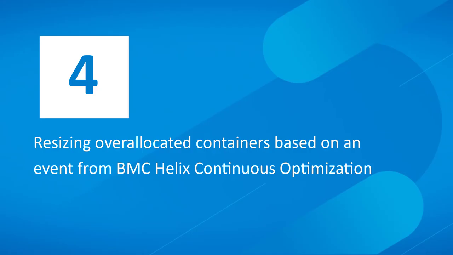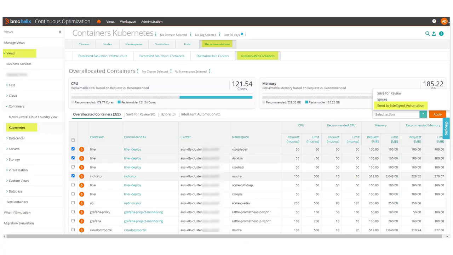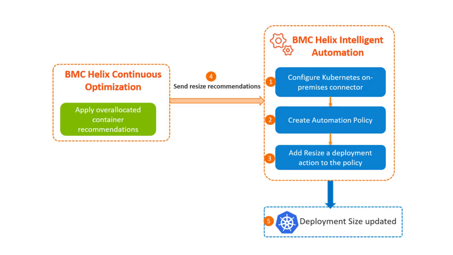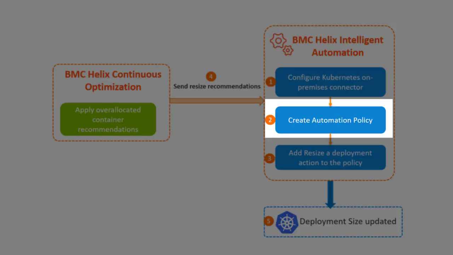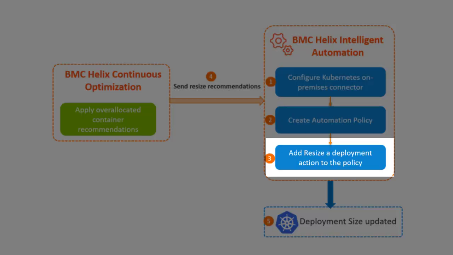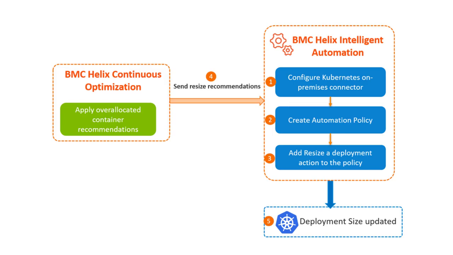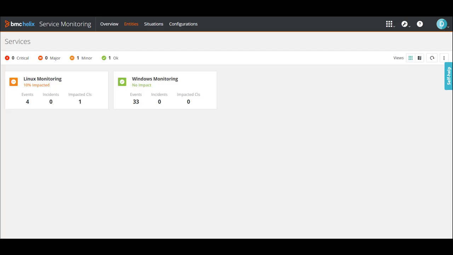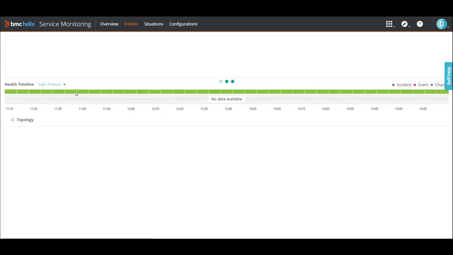You can automatically resize overallocated containers in Kubernetes based on an incoming event from BMC Helix Continuous Optimization, which contains resizing recommendations. To do this, you must configure the Kubernetes connector and create a policy to resize the container in BMC Helix Intelligent Automation.